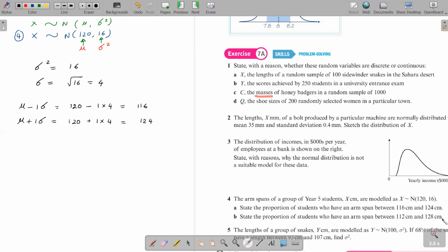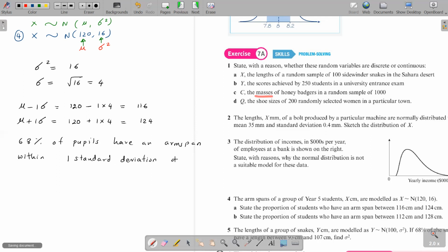68%, right? So you can say 68% of the pupils have an arm span within 1 standard deviation of the mean, within 1 standard deviation of the mean. So part A is done.